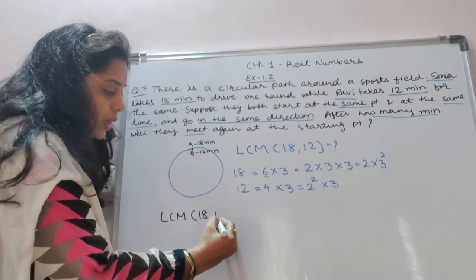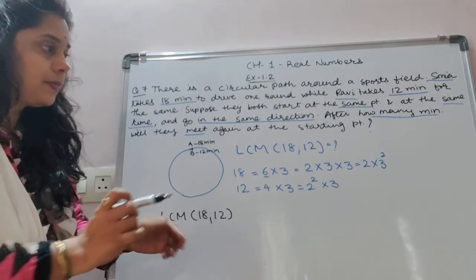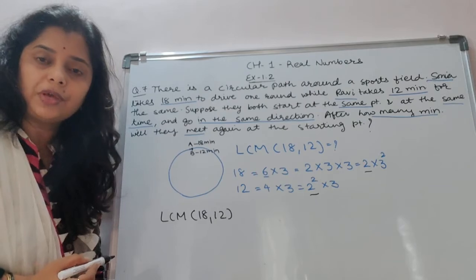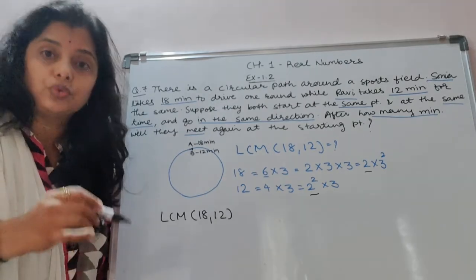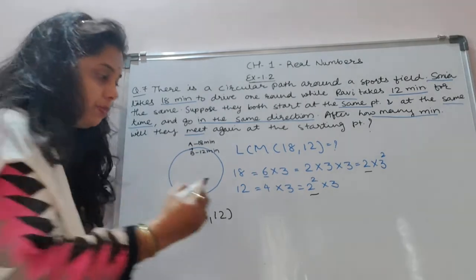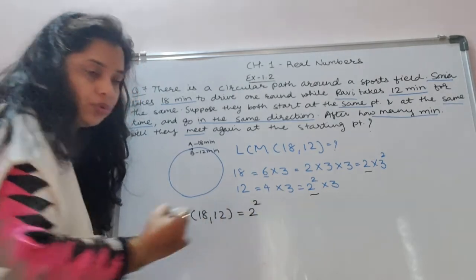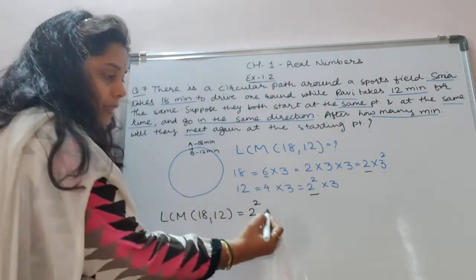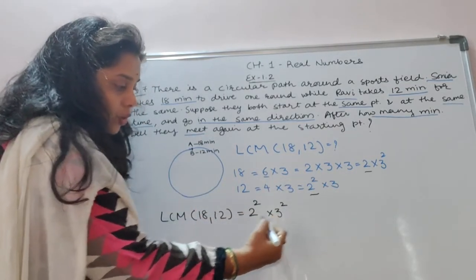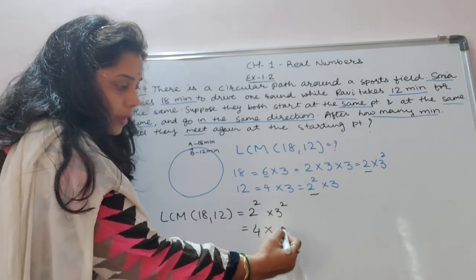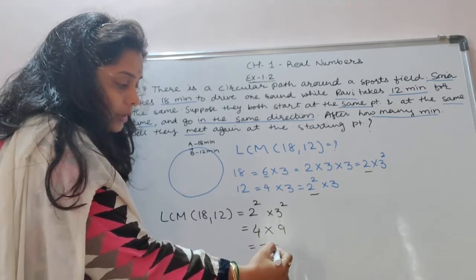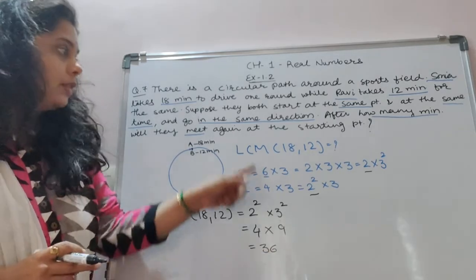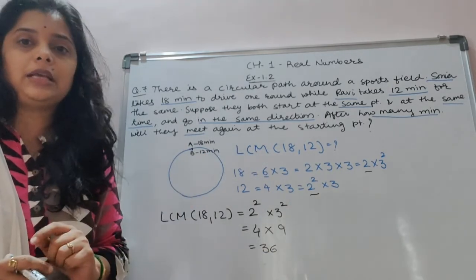So the LCM of 18 and 12 is, if you see, 2 raised to 1, 2 raised to 2. Which do we pick? Obviously 2 raised to 2, the factor with maximum power. So we write here 2 raised to 2. Then 3 raised to 2, 3 raised to 1. Again maximum power, it's 3 raised to 2. So it is 4 into 9, 36. So we can say that after 36 minutes, they will meet again at the starting point.